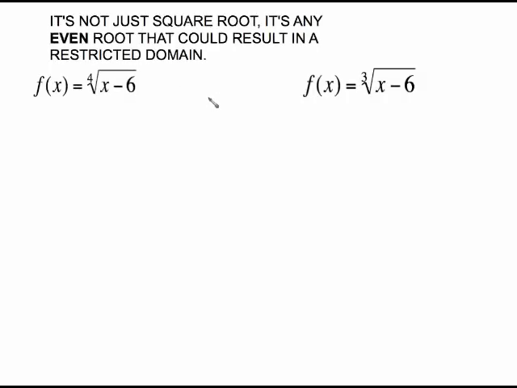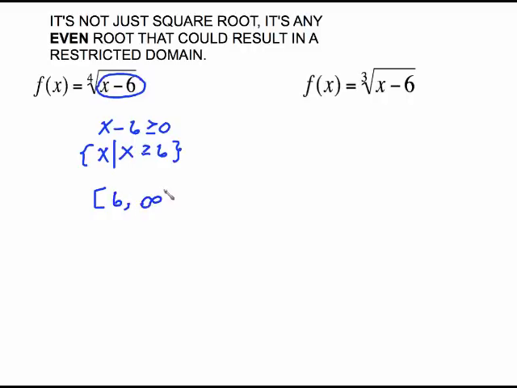Got to be careful, it's not just the square root that can result in a restricted domain, it's any even root. So it doesn't matter what this is, as long as it's an even number, I know I've got to be sure that what's inside the radical is greater than or equal to 0. So set this greater than or equal to 0 and solve very simply. Add 6 to both sides. My set builder notation, I can use it right here, just put our x such that x is greater than or equal to 6. Interval notation starting at 6, going to infinity.